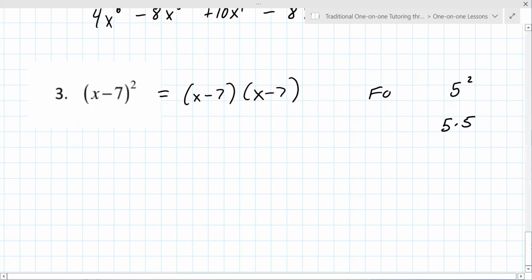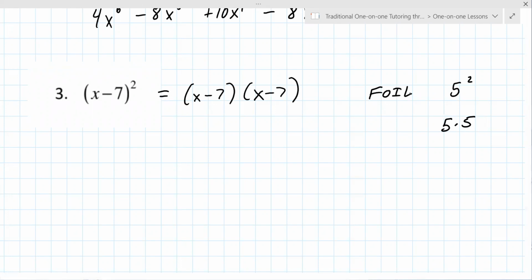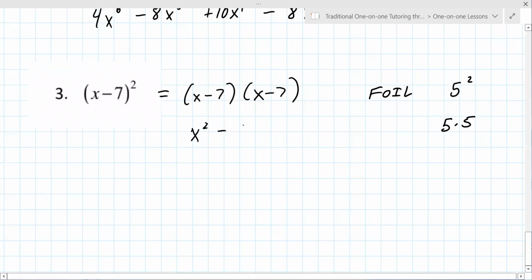Okay, so do you remember how to FOIL? Could you try foiling this for me, please? Do you want me to simplify it? Yes, please. Okay, I got x squared minus 14x minus 49. x squared minus 14x plus 49, because negative times negative makes it positive. Right.